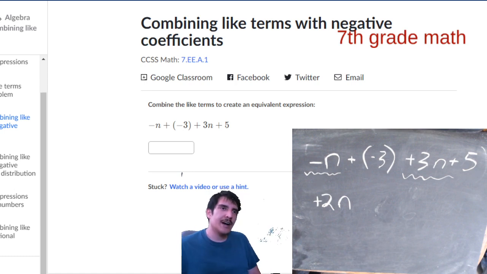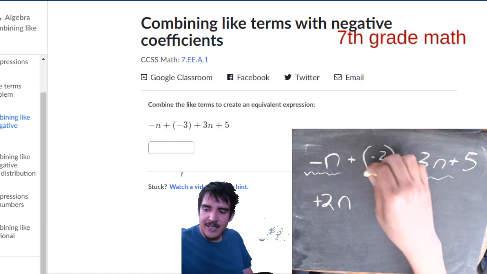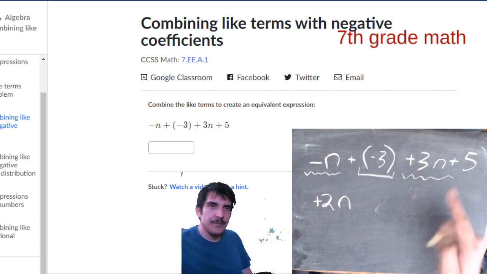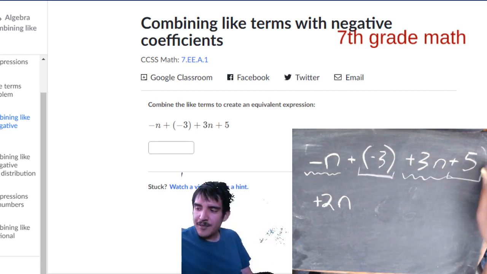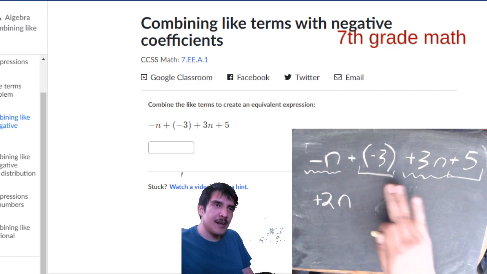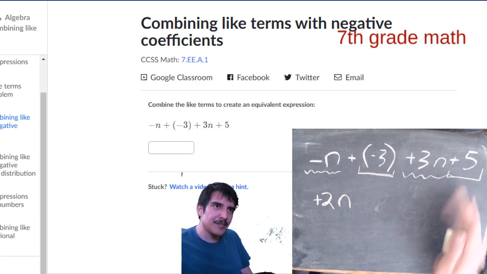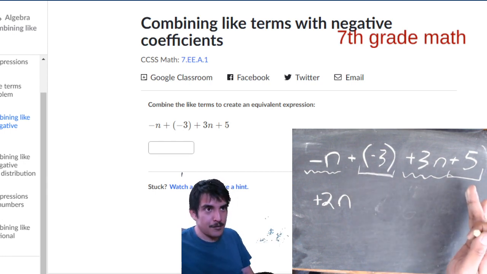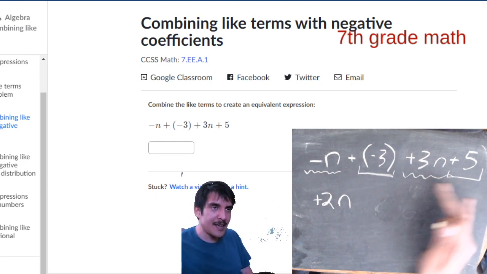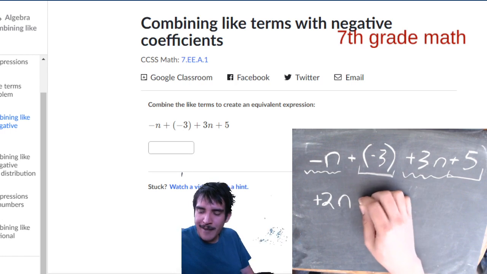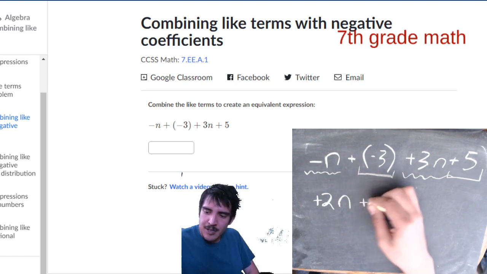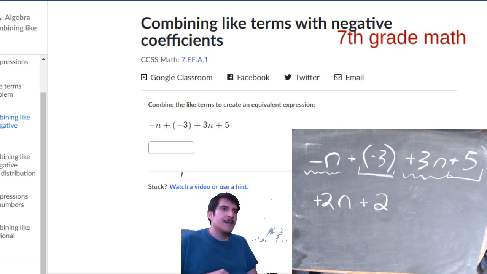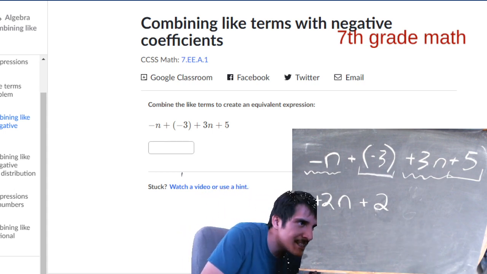Okay? Next, we got negative 3 plus 5. Negative 3 plus 5. Well, the positive number is bigger, so we know it's going to be a positive number. Again, if you do it in reverse, it might be easier. What's 5 plus negative 3? That's 5 minus 3. That leaves you with positive 2. So you put a plus 2. 2n plus 2. It's as easy as that.